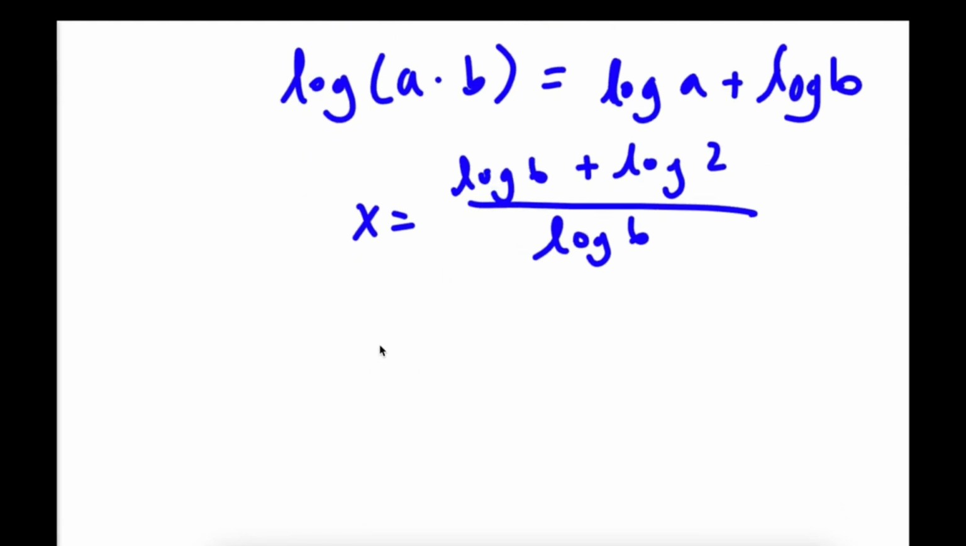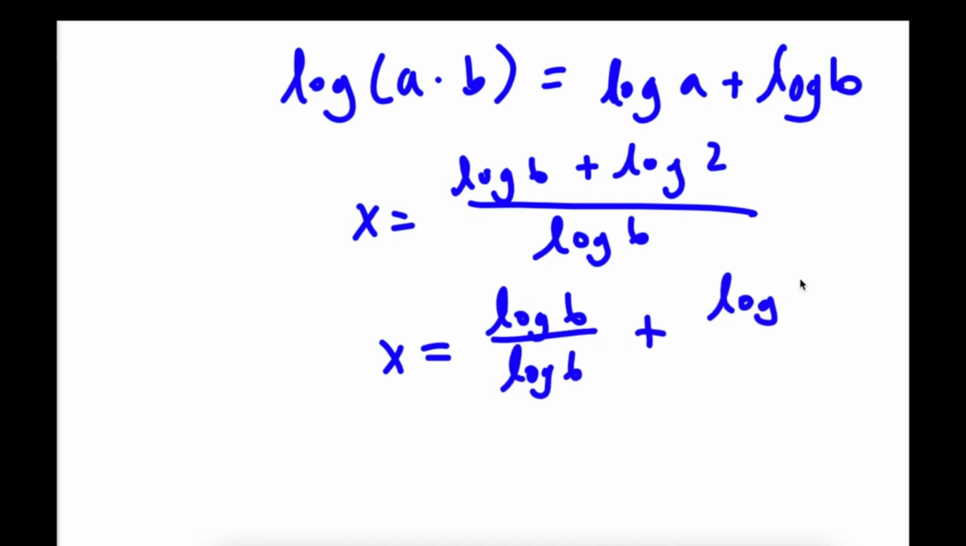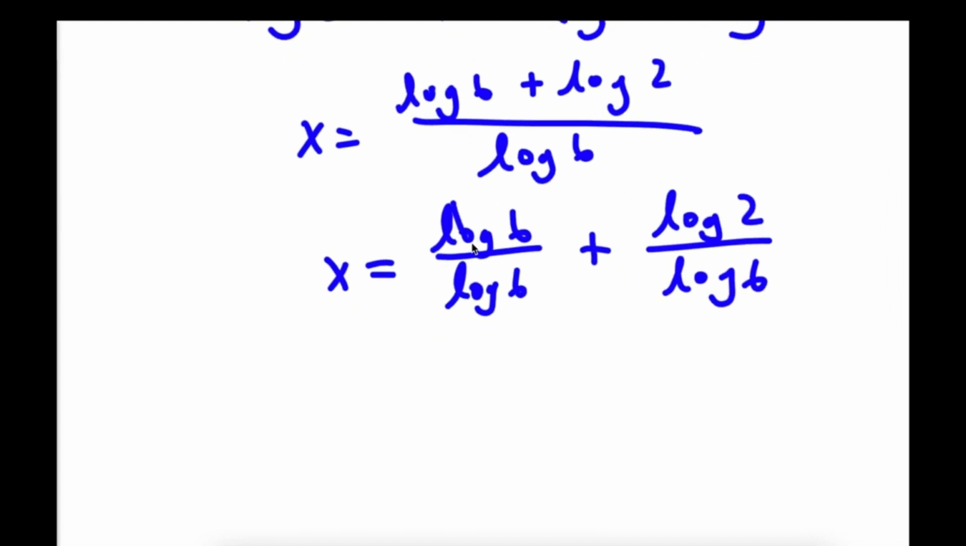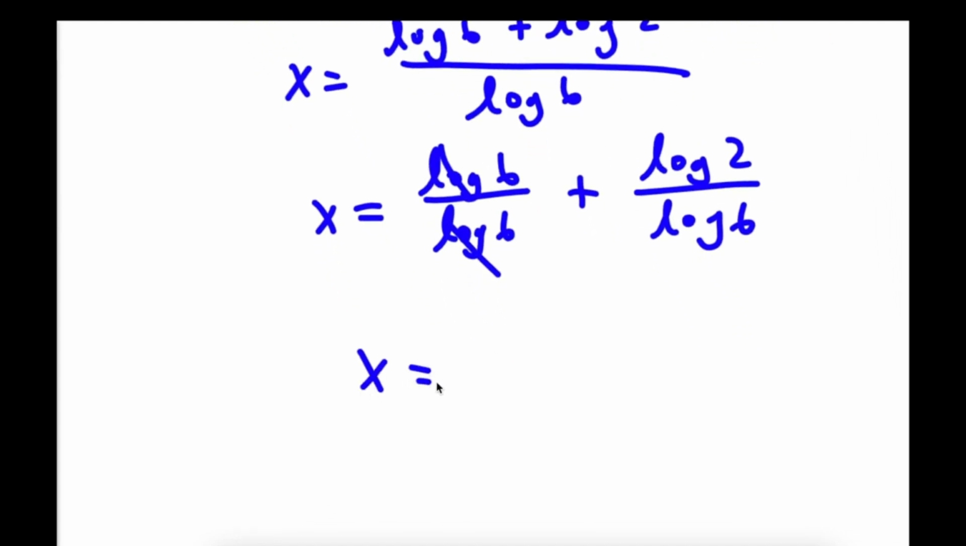So now we can rewrite this as log 6 over log 6 plus log 2 over log 6. So for log 6 over log 6, those two cancel out, so that would equal 1 plus log 2 over log 6.